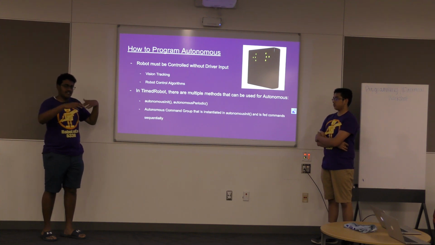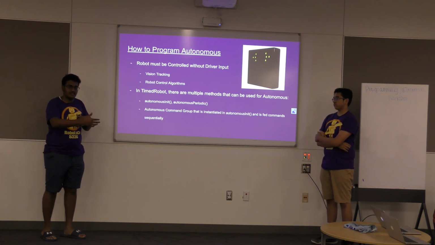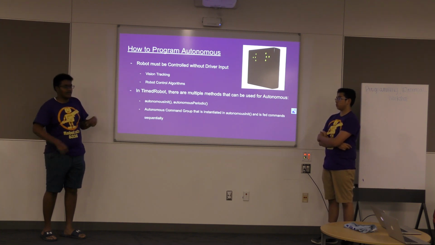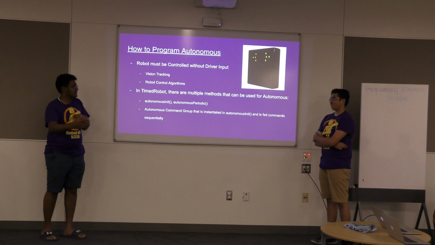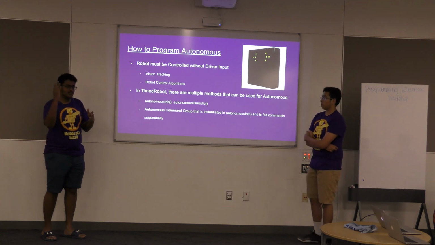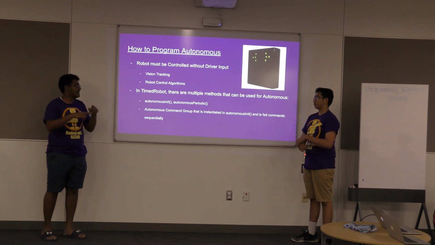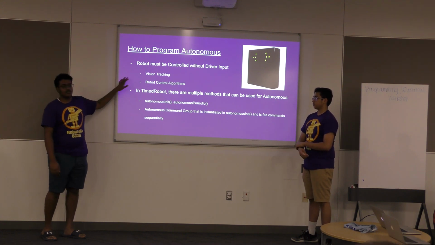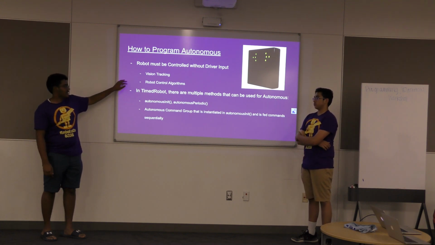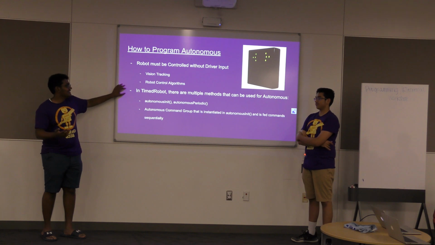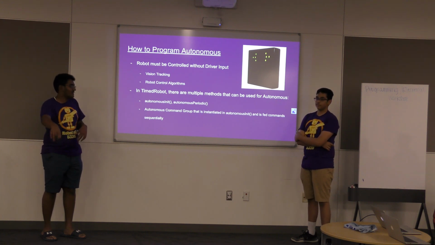If it has a very distinct color, or in last year's case, we had the retroreflective tape, right? What the Limelight does is it reflects a green light, and if something is very reflective and you turn down the exposure, that's basically all you will see. So you can put a bounding box around that and go and track that. Another thing is robot control algorithms, and we use a library called Jaci Pathfinder, which is basically black magic, in my opinion, because it just lets you move around where you want to go.